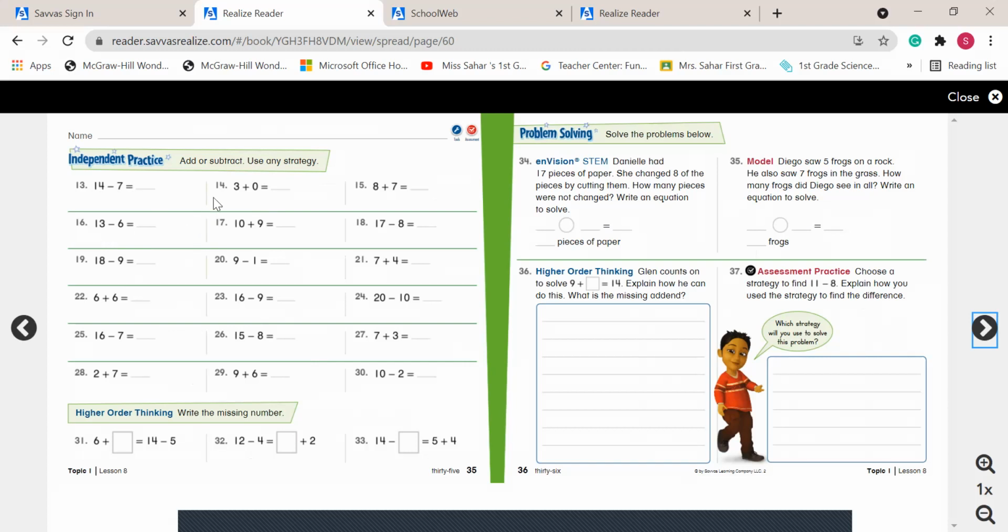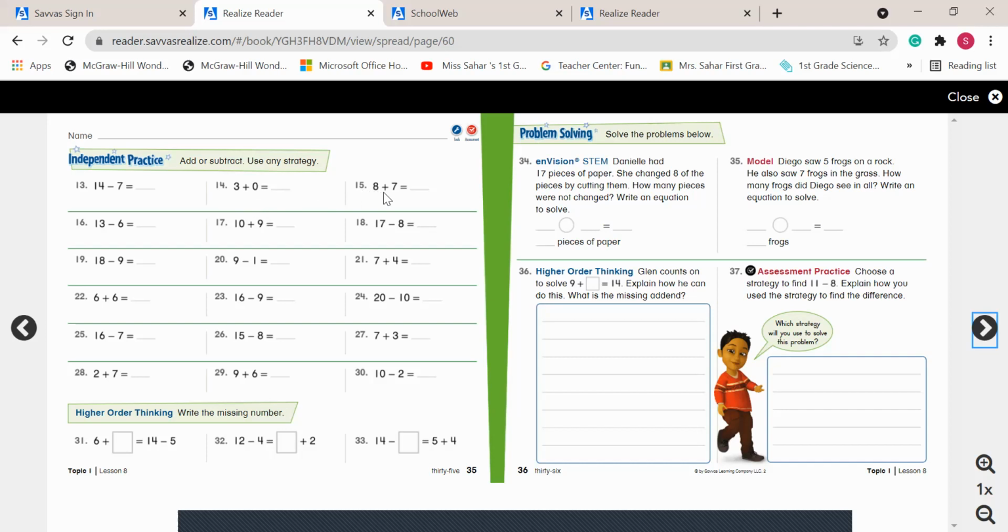Here, number 14, 3 plus 0. I know if I add any number to 0 or I take away 0 from a number, the number remains the same. So if I say 3 take away 0, it's going to be 3. If I say 3 plus 0, it's going to be 3. So I know when I have the 0, that means my number will remain the same. So I don't need to add. I can just put it right away.